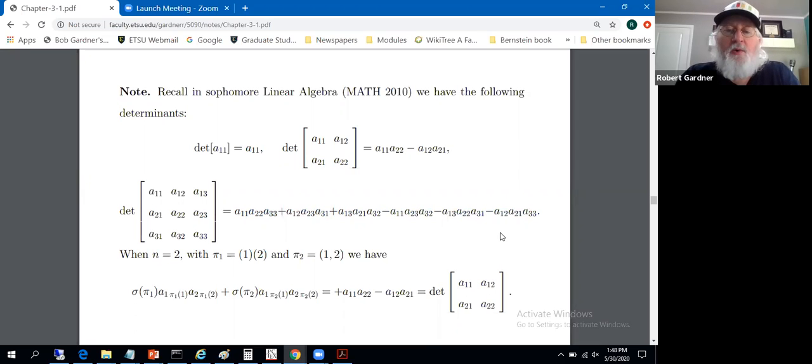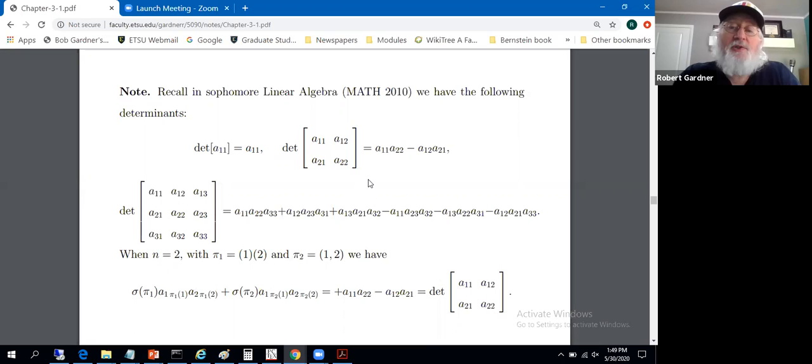All right, so let's look at n equals 2. I'm thinking about this 2 by 2 matrix and its determinant. I'm also thinking about S sub 2, the symmetry group on the symbols 1 and 2. There are 2 permutations on the symbols 1 and 2. Let's call them pi sub 1 and pi sub 2. Pi sub 1 is the identity. Pi sub 2 is when we swapped 1 and 2, the transposition (1 2). We're going to write this determinant using permutations and these sigma things.